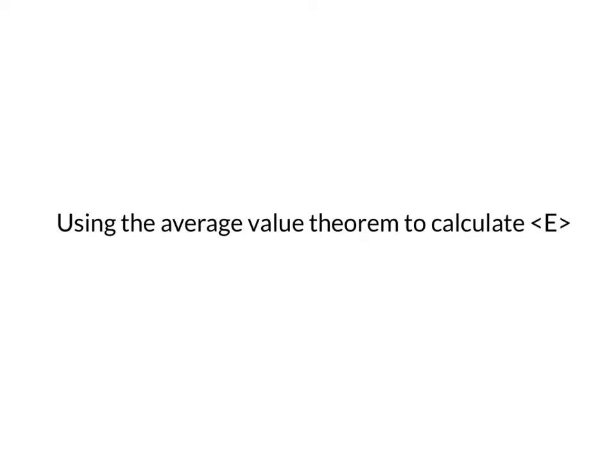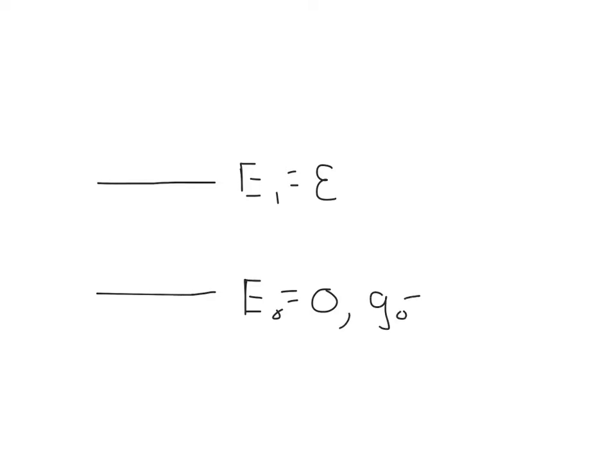Let's see how we can use the average value theorem to calculate an average energy. To simplify this problem, let's imagine that we have a two-state system. That is, we only have two quantum states, a ground state with energy 0, and an upper state, E1, equal to epsilon. Each of these energy states will have a degeneracy equal to some number. So we'll just assume that both of these have a degeneracy of 1.